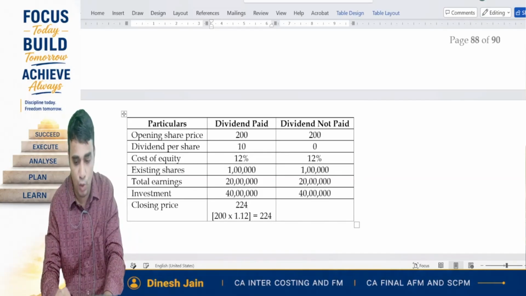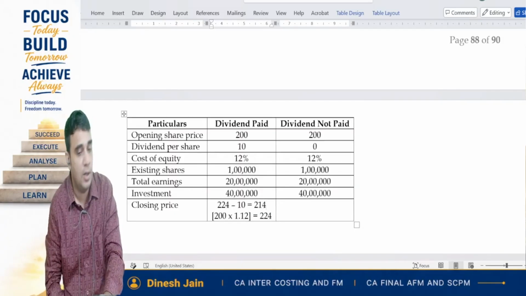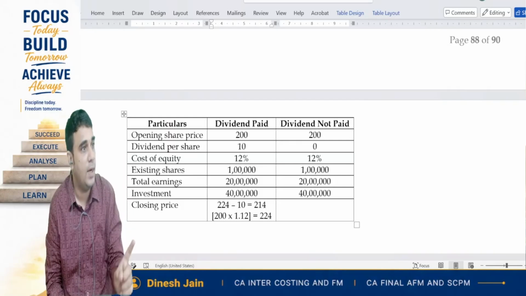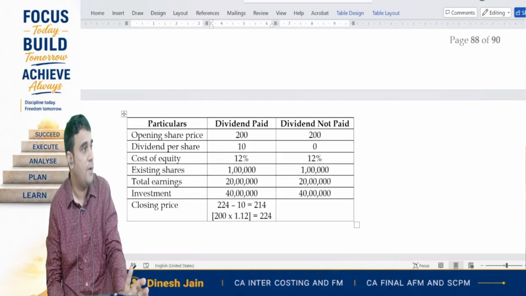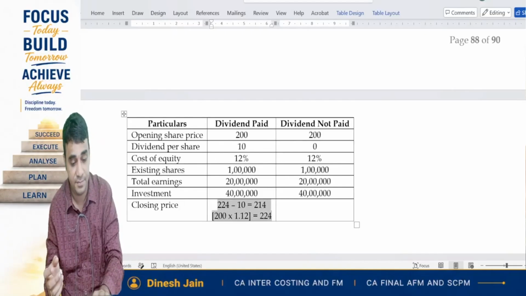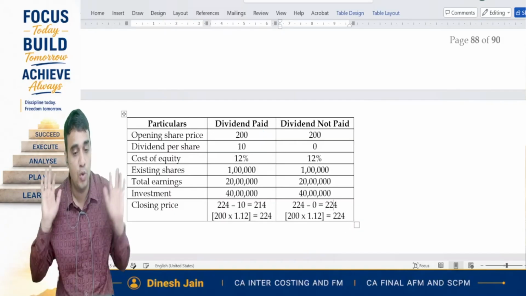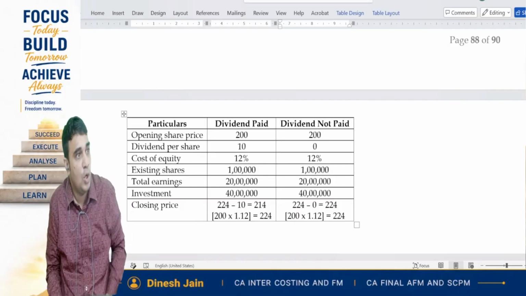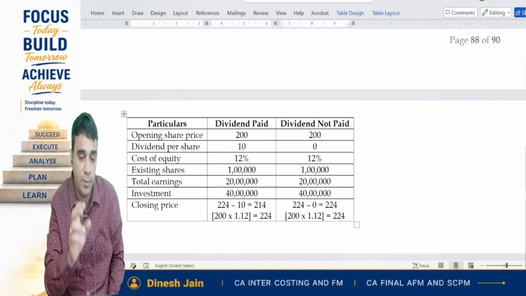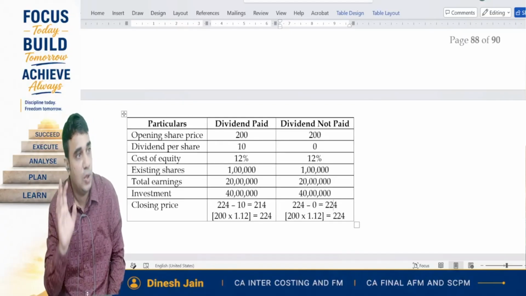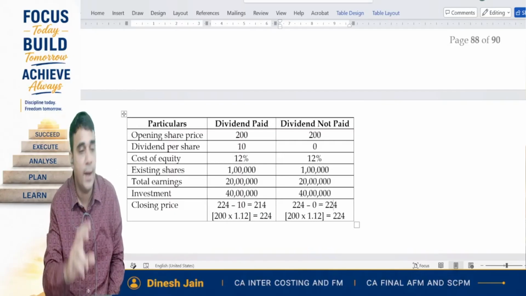So the total has to be 224. In this case, it will be 224 minus 10, which is 214. You are the shareholder. You are getting 214 rupees on the share and 10 rupees in the form of dividend. On the other side, it is 224 minus 0, so 224. The closing share price in one situation will be 214, in the other situation 224. This is point number one: closing share prices 214 and 224.